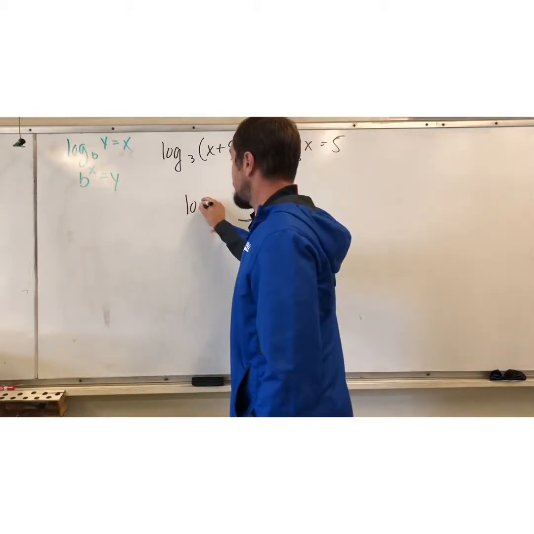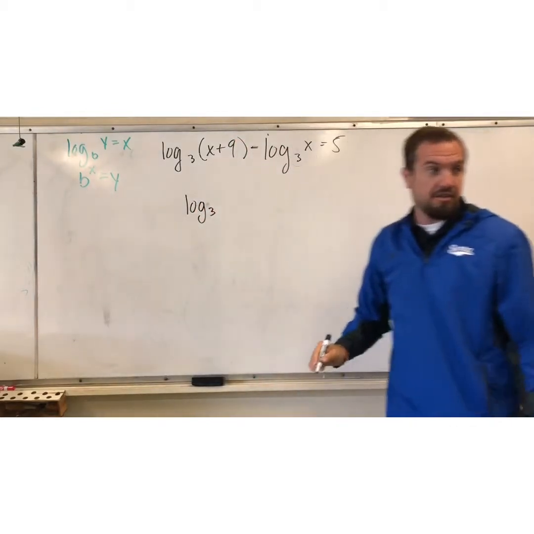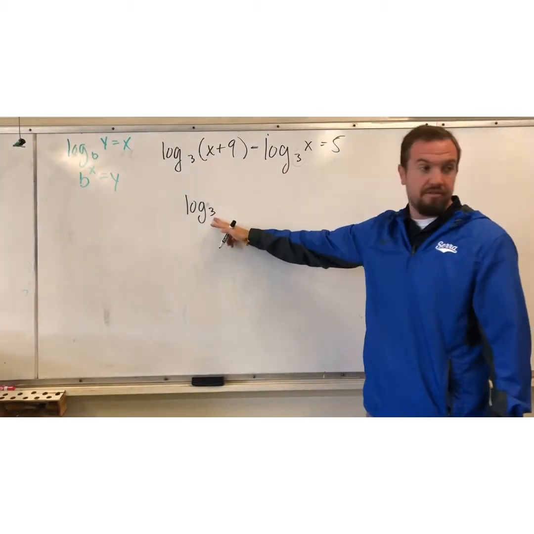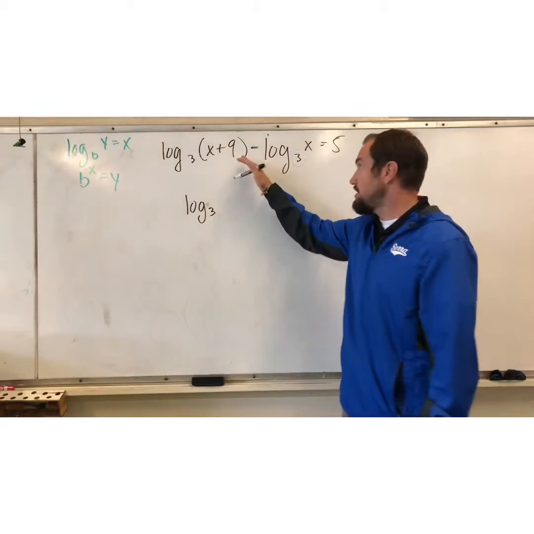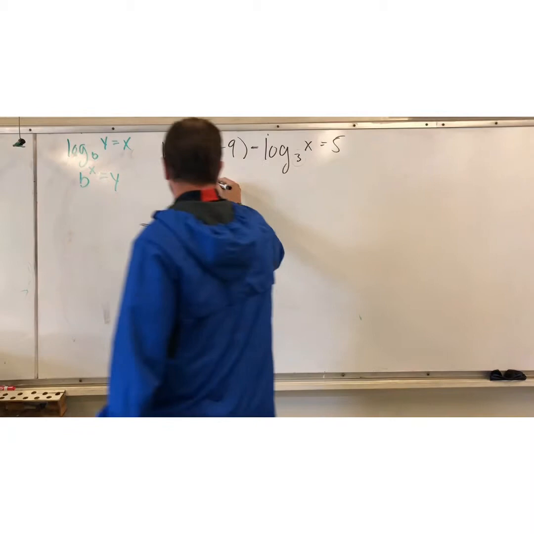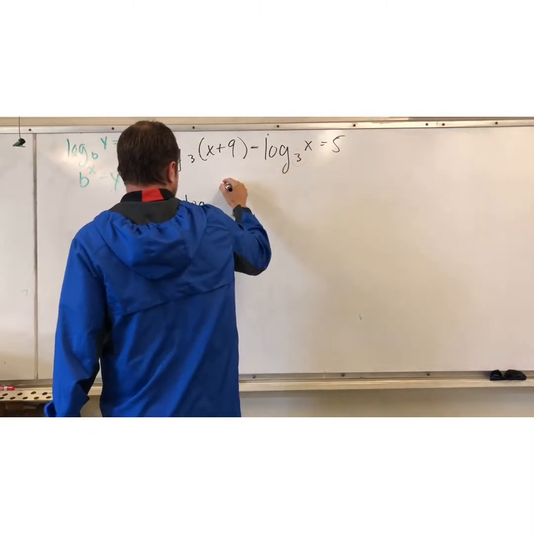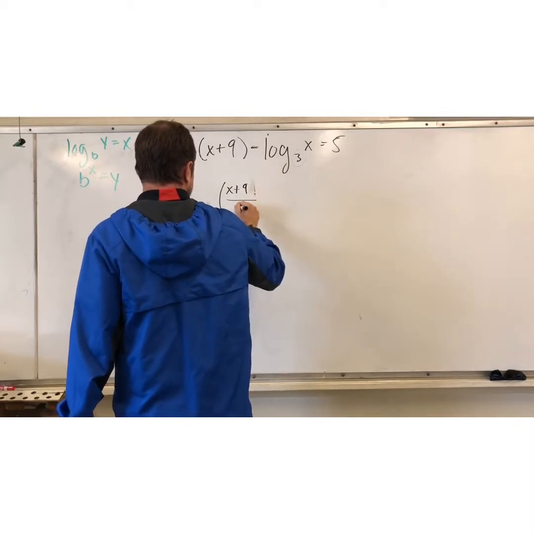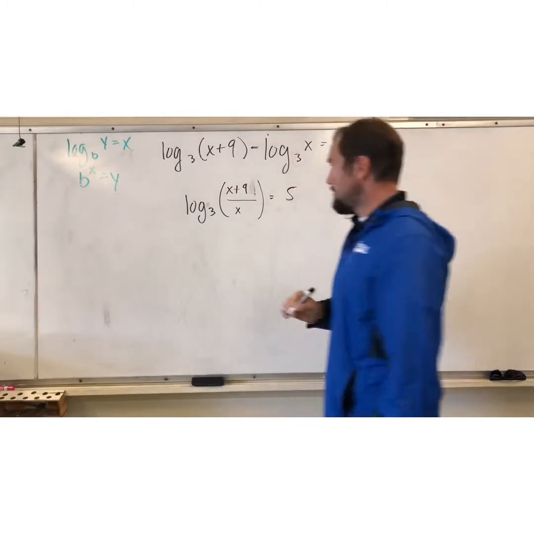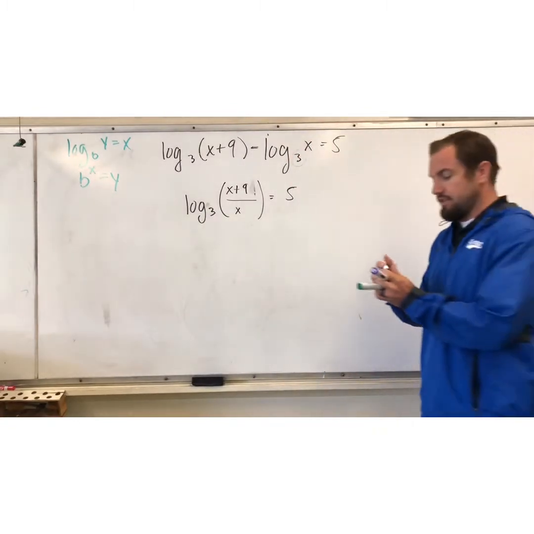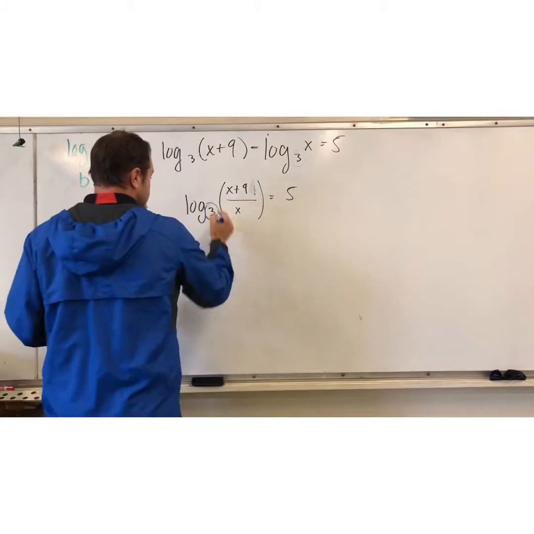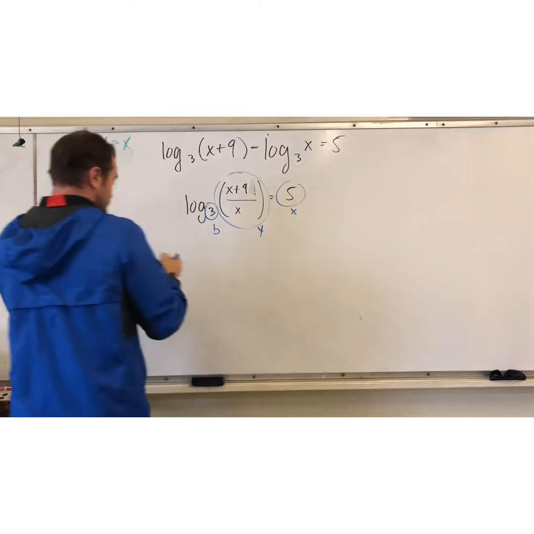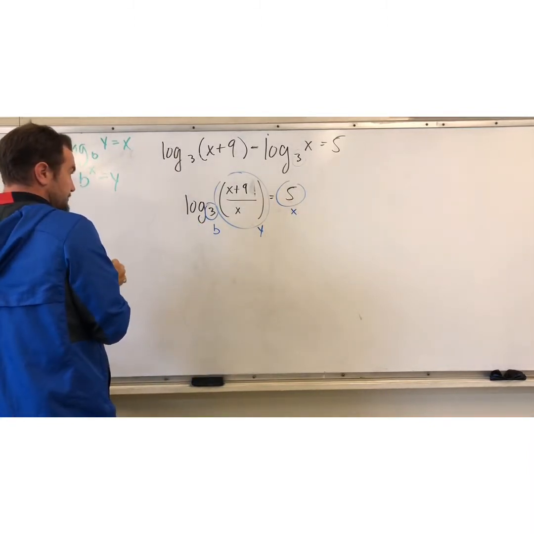If it were a different log, then you're not able to expand or contract because you're going to have different bases. It would probably be simplified there. And this is going to be x plus 9 over x. Let me just leave this here. And now I have 3 pieces. I have a b, this here will be my y, and this here will be my x.